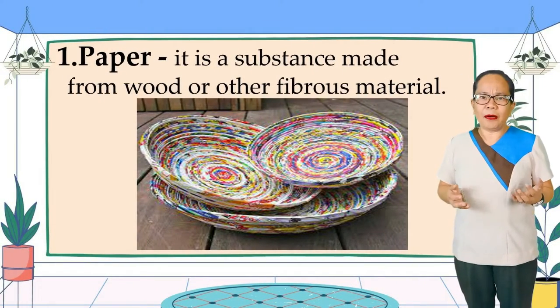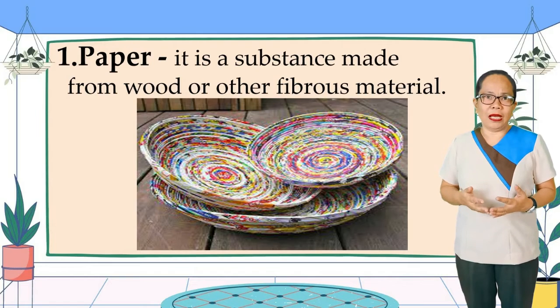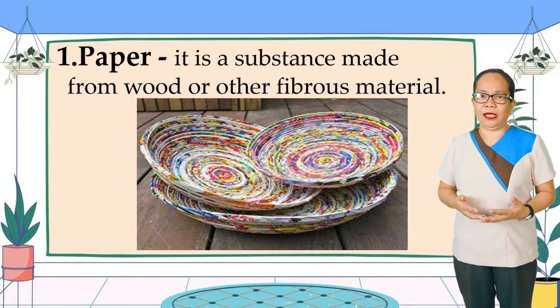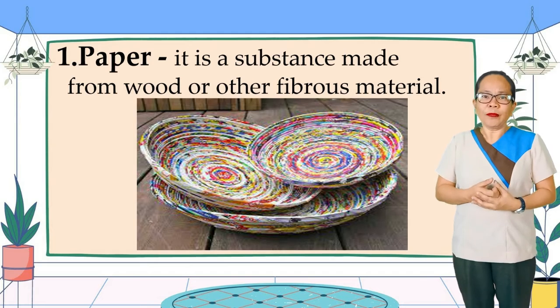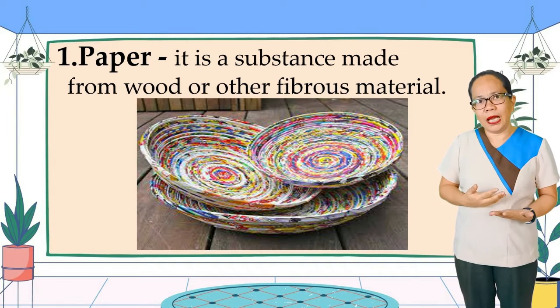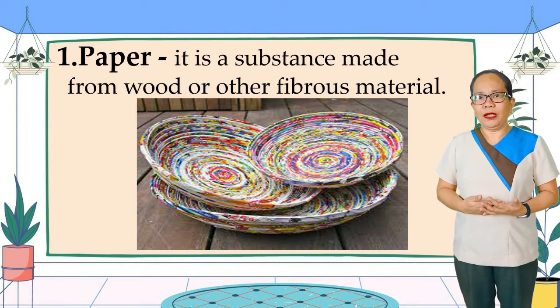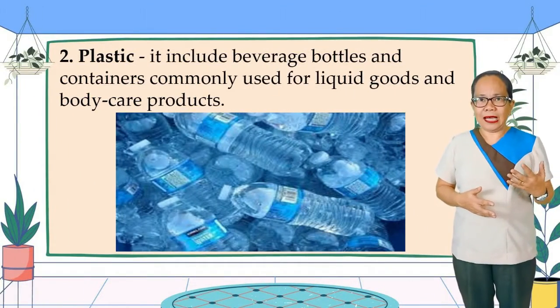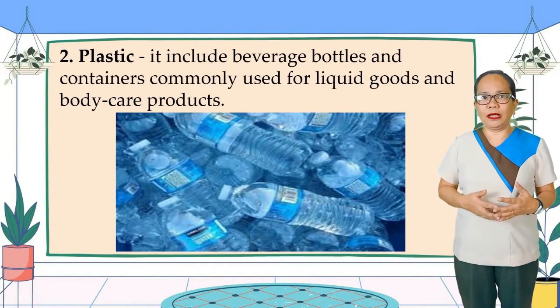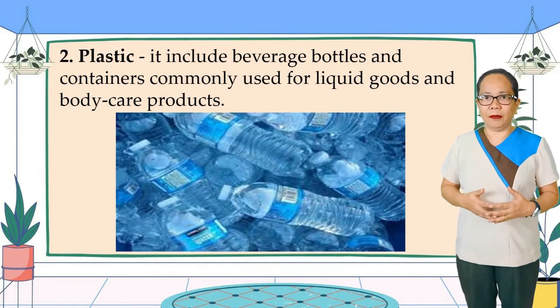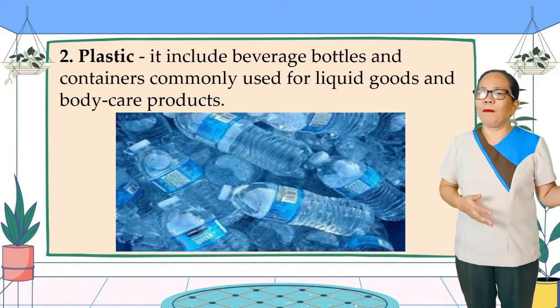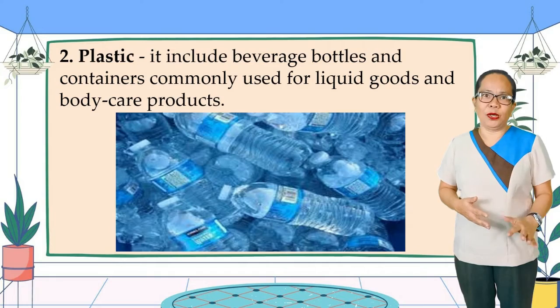Ano nga ba ang mga iba't ibang product that we can make out of papers? Dami, di ba? So, you will notice from the picture, pwede mo siyang gawing patungan ng halaman. So, pwede rin basket. Next, we have the plastic. It includes beverage bottles and containers commonly used for liquid goods and body care products. So, lahat ng plastic containers can be recycled.